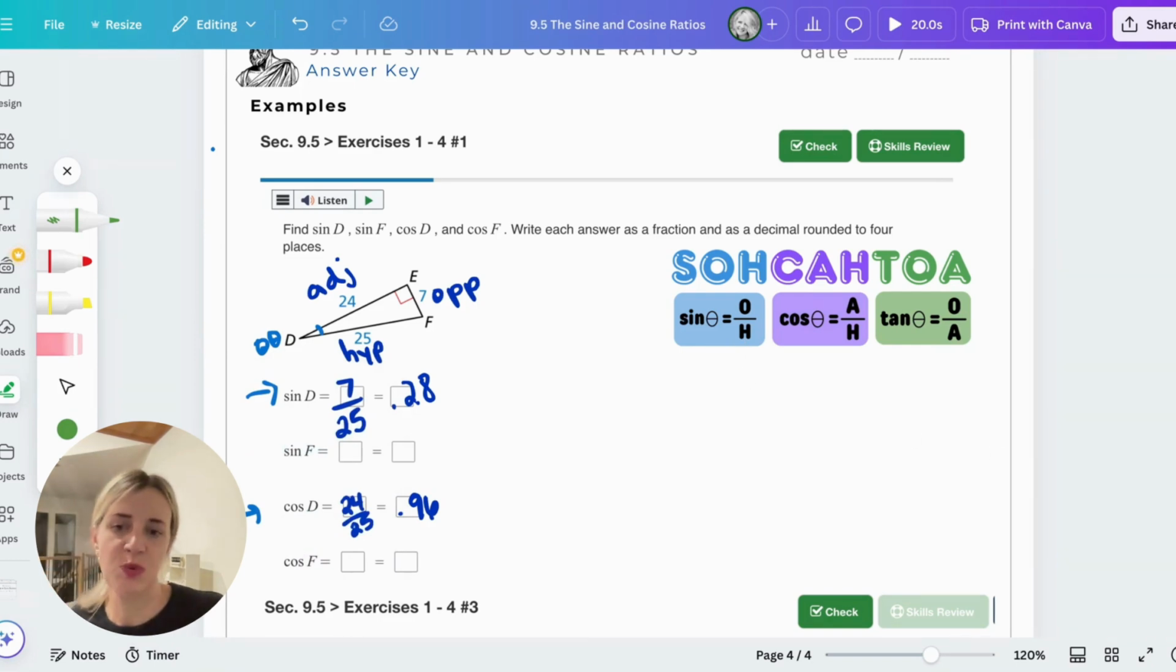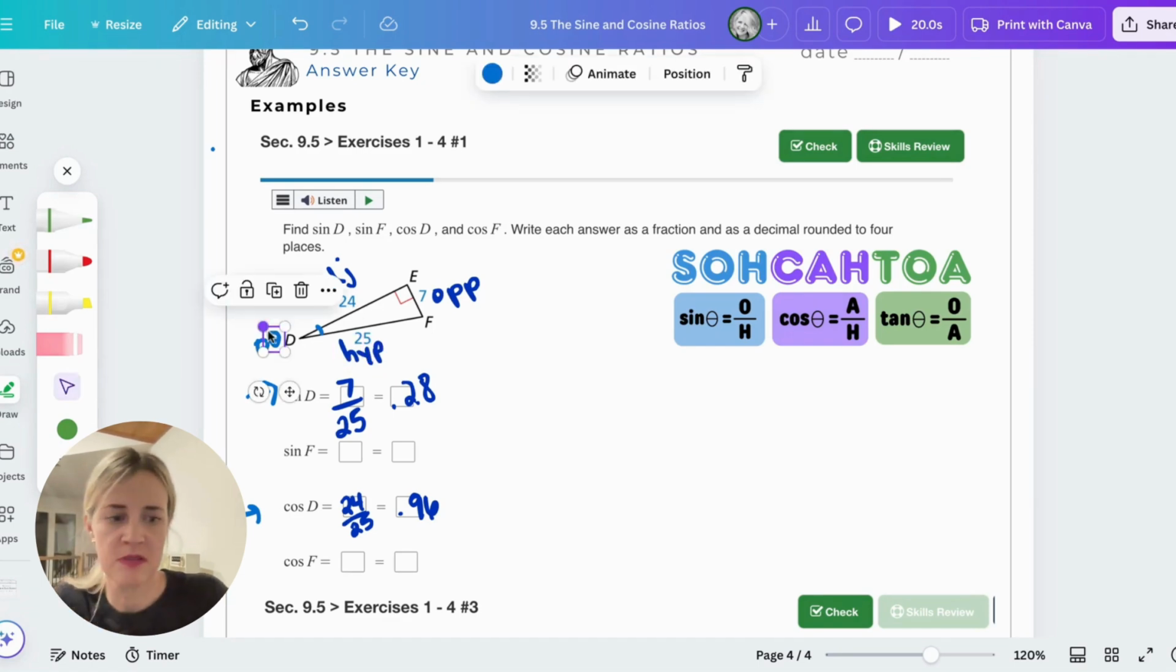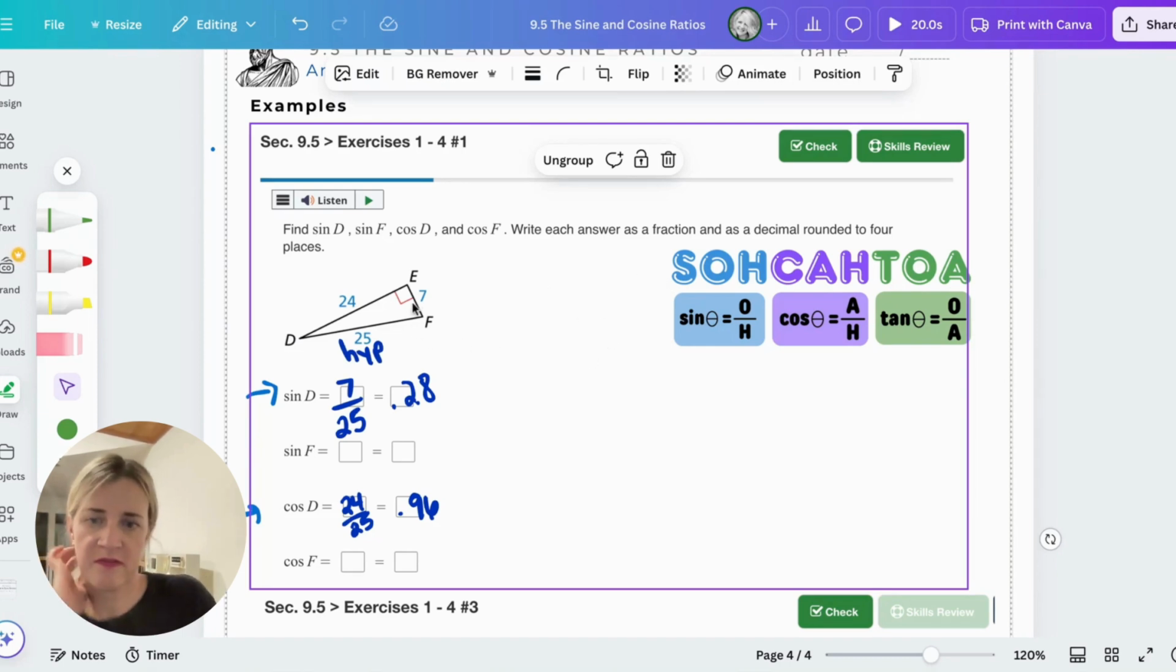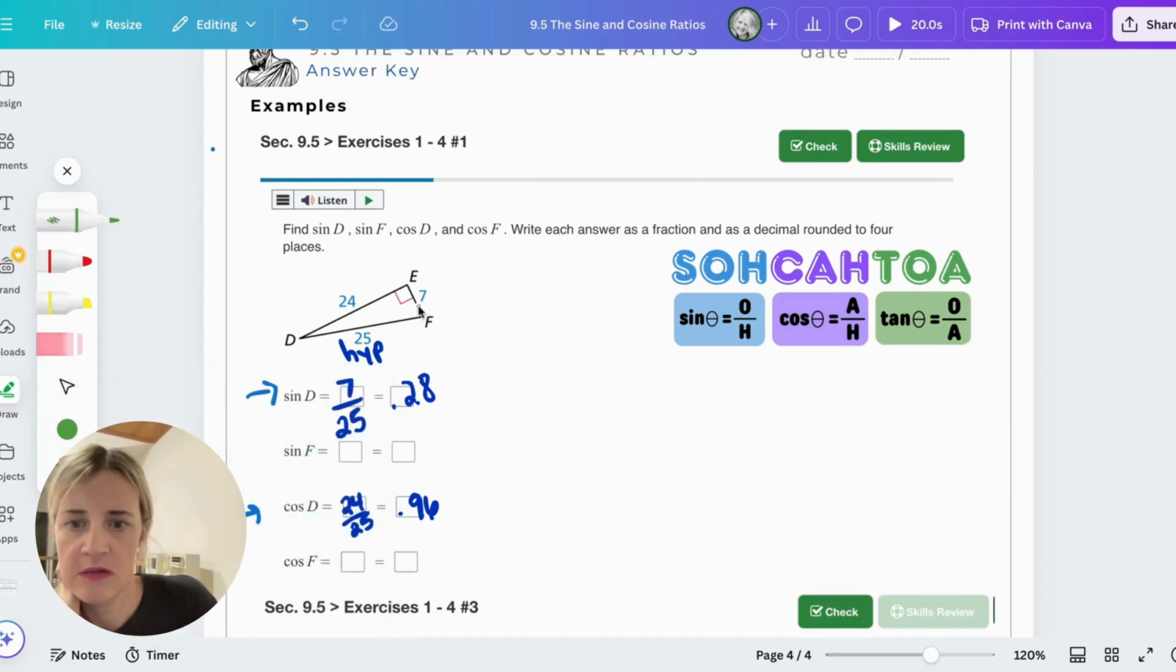Okay, next we want to do angle F. I'm going to keep my hypotenuse the same here because that one doesn't change, but my eyeballs are going to change to a different location. We're going to change them to angle F. And so our opposite and our adjacent are going to flip-flop. So where's angle F? Right here. That's where my eyeballs are going to go. So my opposite is now here, and my adjacent is the 7.